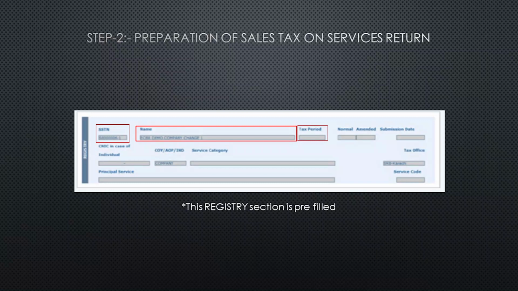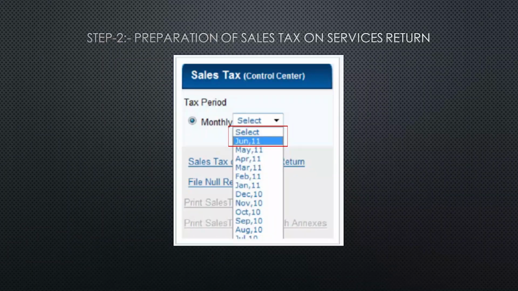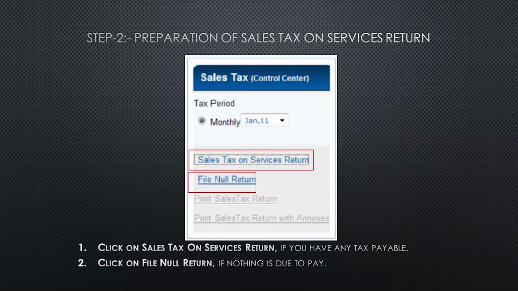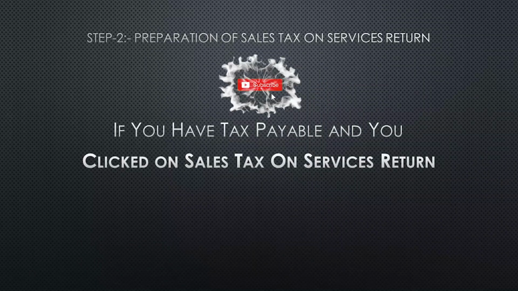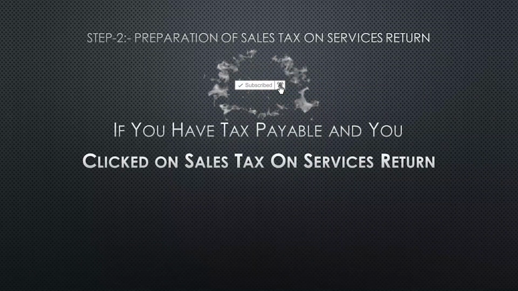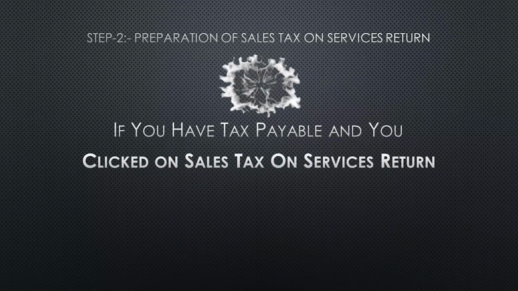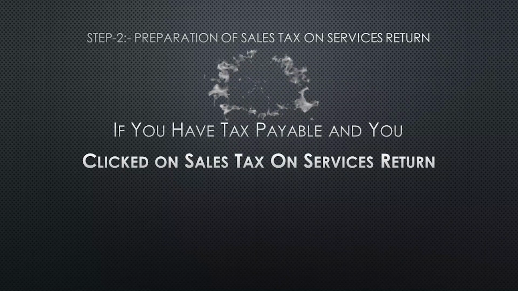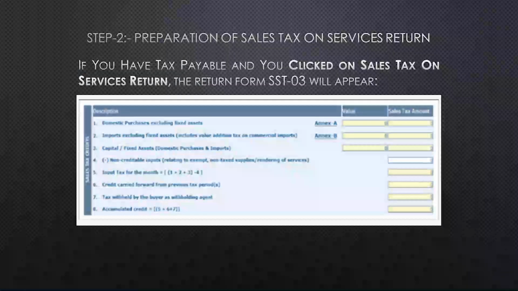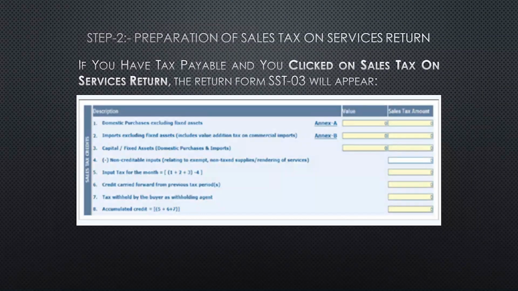This section is pre-filled. Please select Tax Period from the left side of the form, select Tax Year and Month. Click on Sales Tax Return if you have any tax payable. Click on File Null Return if nothing is due to pay. If you click on Sales Tax Return, the return form SST03 will appear.